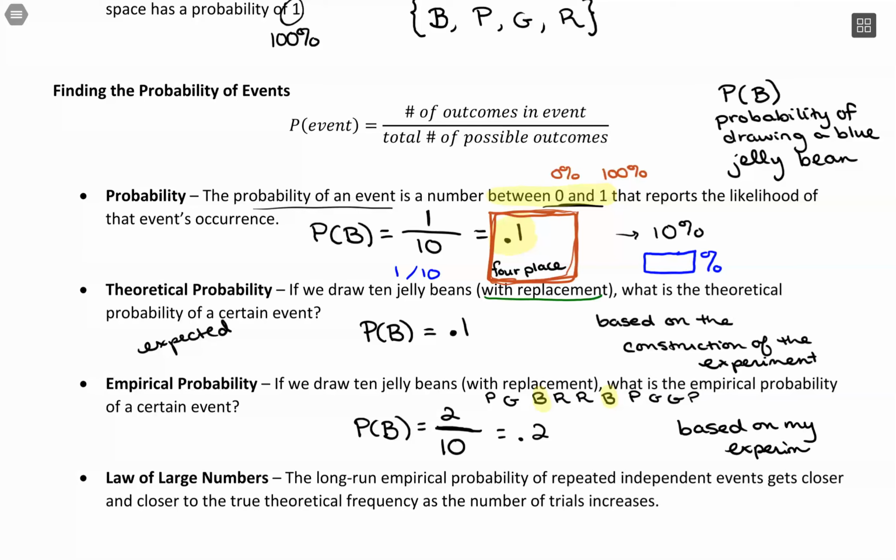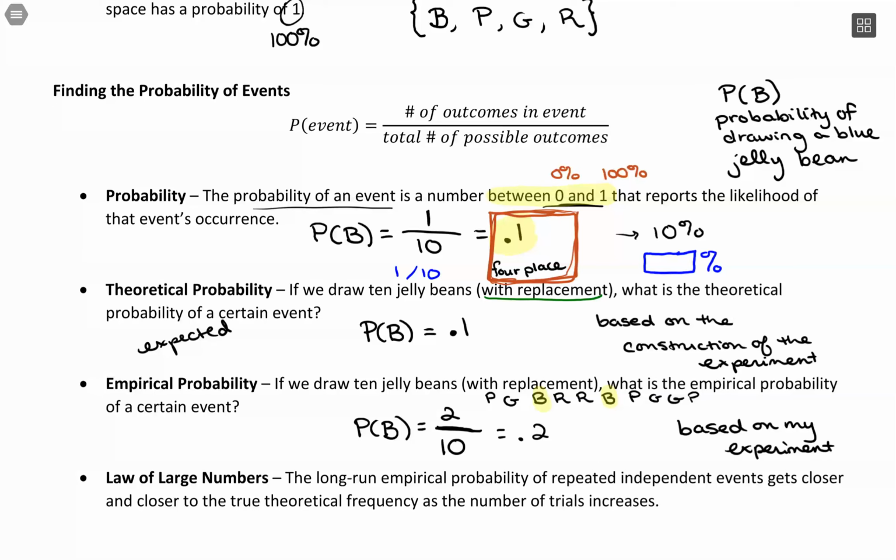So a way you could think about this is flipping a coin, which might be more familiar to us. When we flip a coin, I ask you for the probability of heads. I say 50%. 50-50, that's how a coin's designed. Half the time you'll see heads, half the time you'll see tails. That would be the theoretical probability.